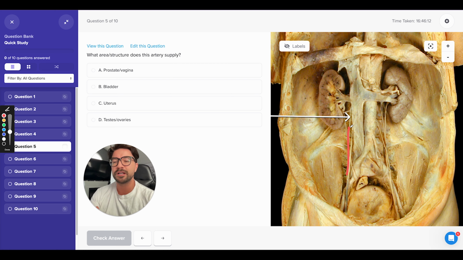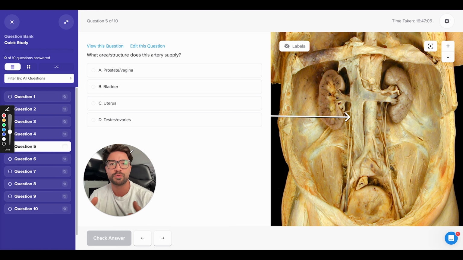And this is sort of an anomaly. Typically, the right gonadal artery is going to come directly off the aorta around the same level as the left gonadal artery. But in this case, it's actually coming off a little bit more superior and is being wrapped around the IVC before it descends down.